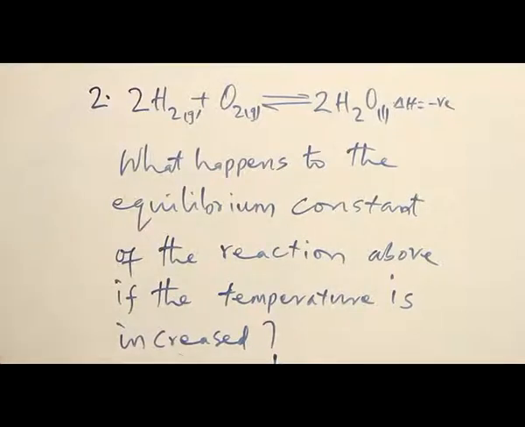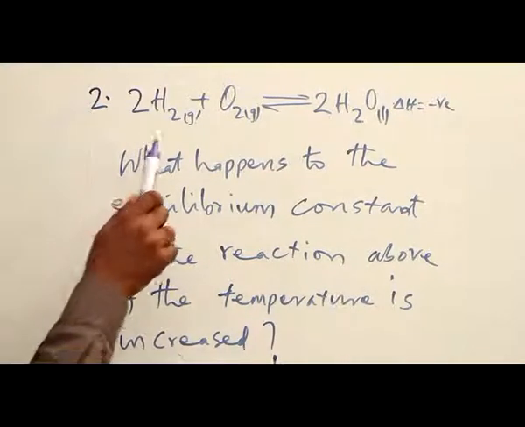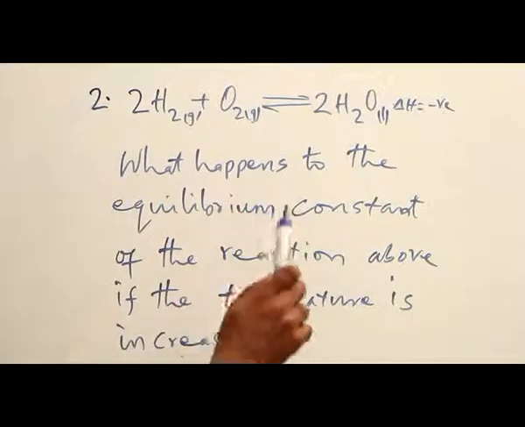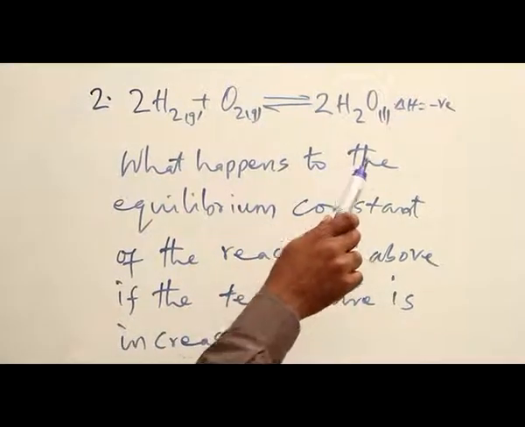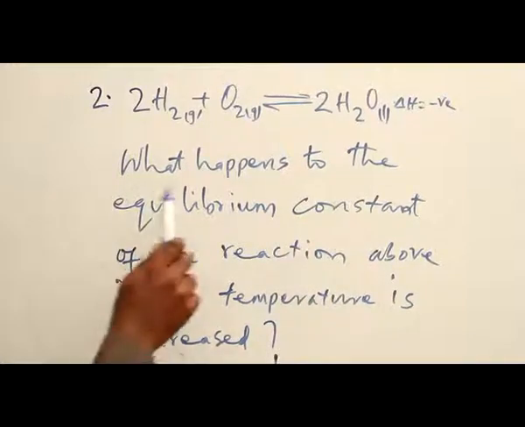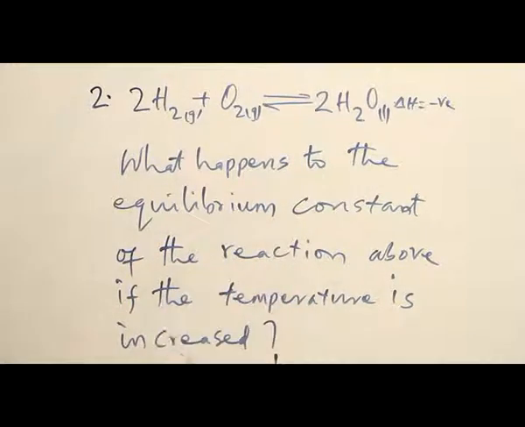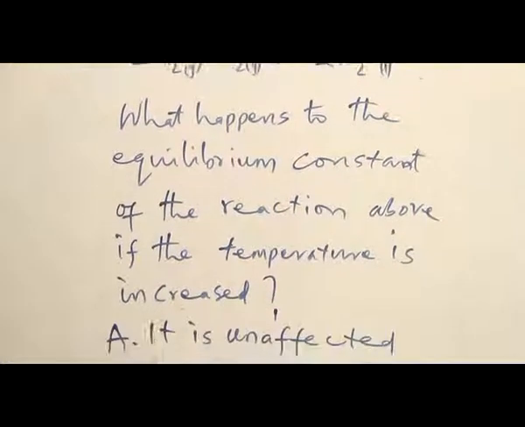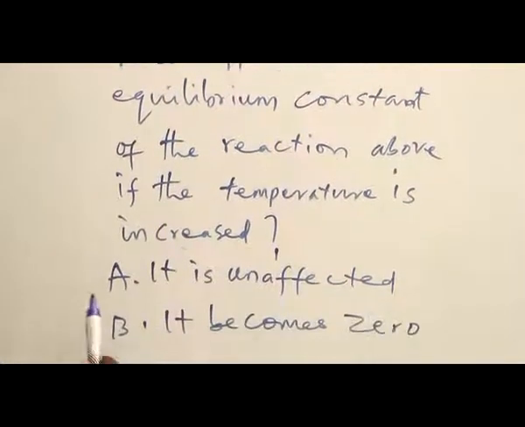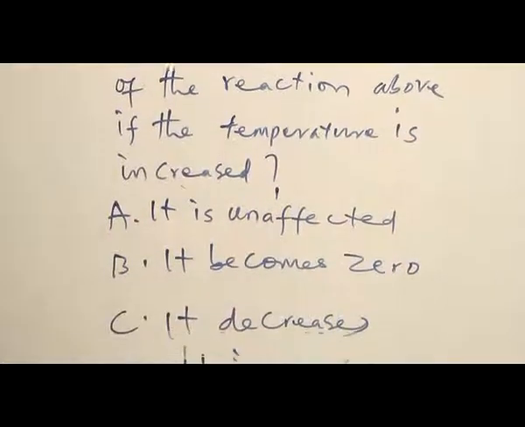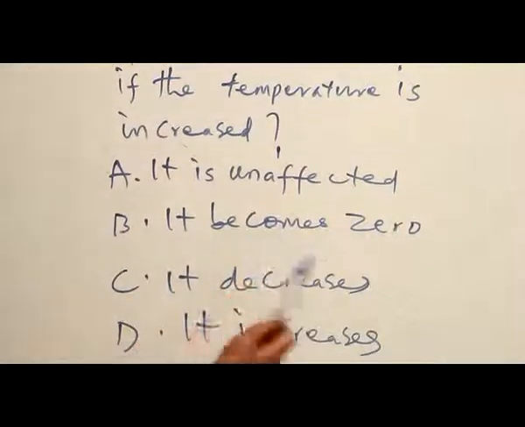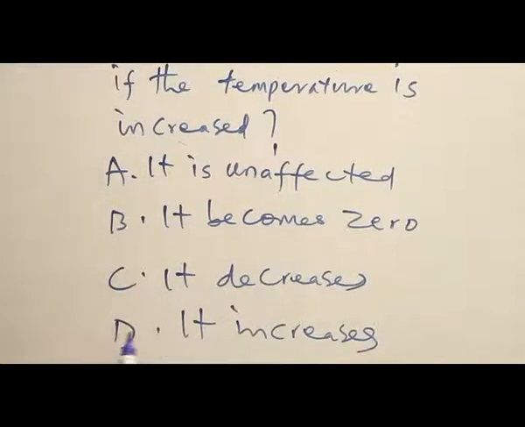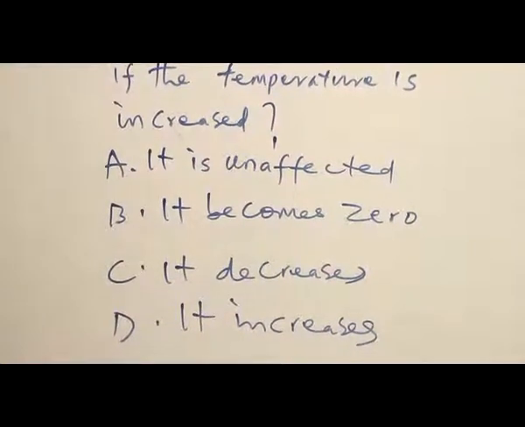Number 2. 2H2 plus O2 going into 2H2O, delta H negative. What happens to the equilibrium constant of the reaction above if the temperature is increased? A, it is unaffected. B, it becomes 0. C, it decreases. And D, it increases.